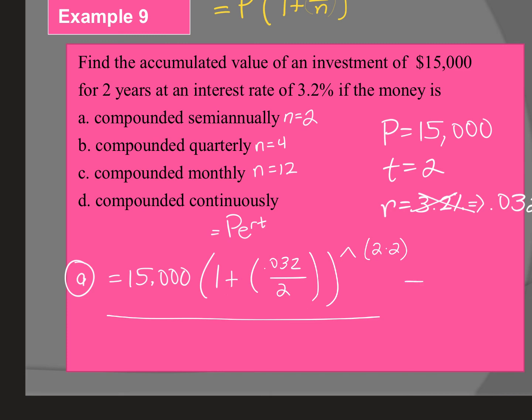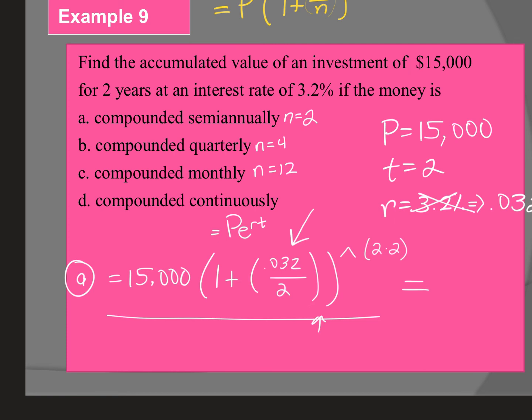Now, everybody that has a calculator, you need to practice this. You have to tell your calculator to do this division first, then add the 1, then raise it to the 4th power, then times it by the 15,000. The way that you do that, guys, you've got to have this double parenthesis here. So you would type in 15,000 parenthesis 1 plus parenthesis. Then you have 0.032 divided by 2. Close that parenthesis. Then you have to close the whole parenthesis. Does that make sense? You got that double parenthesis there.